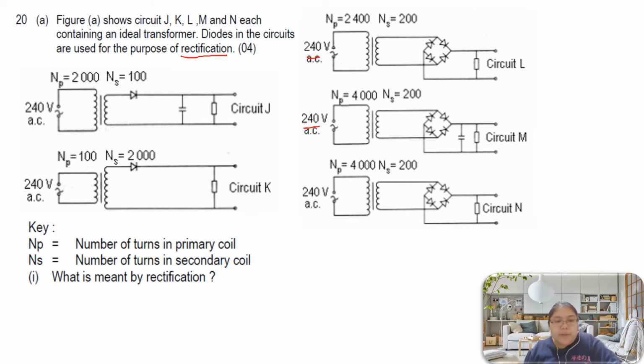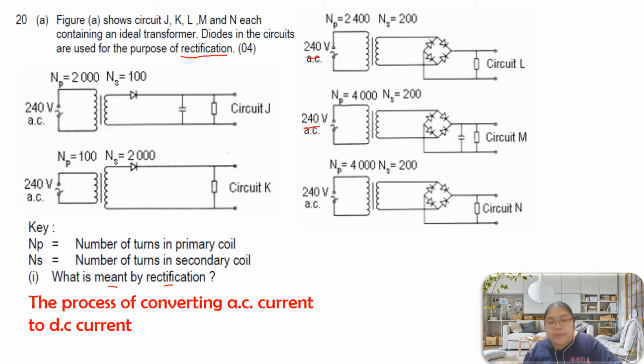So the first part they ask about the meaning. What is meant by rectification? Rectification is the process to convert AC to DC. So that one is the meaning of rectification. Okay, let's check here. The process of converting AC current to DC current. Okay, now we go to apply the second question.